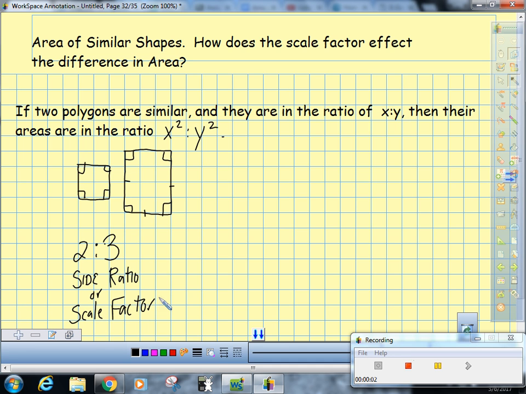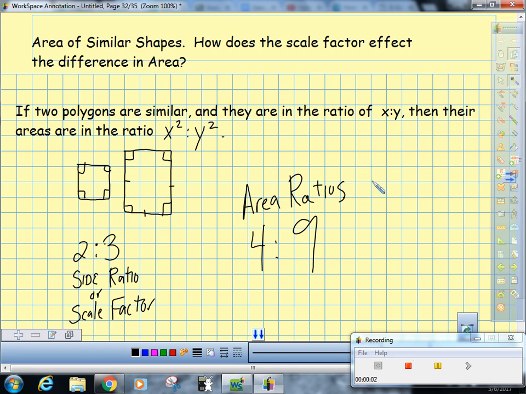What's the ratio of their areas? What's the ratio of their areas, class? 4 to 9. Okay? So notice, it is 2 squared to 3 squared. Okay? So let me ask you this. If you have a shape and you dilate it by a factor of 3, how much bigger has the area of that shape gotten? It's gotten 9 times bigger. Do you understand that? Think about it.